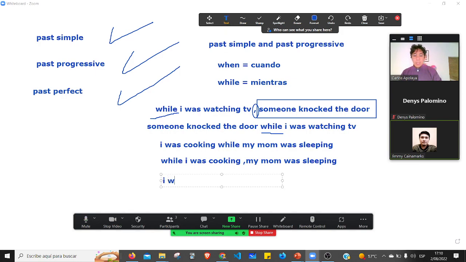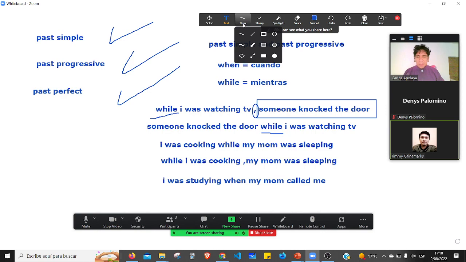Look at this. "I was studying when my mom called me." Which sentence interrupts another? None of them. The past simple. Look at this. "I was studying when my mom called me." My mom called me. So what does it mean? When you were doing this action, this happens. This interrupts this. But can you notice something?